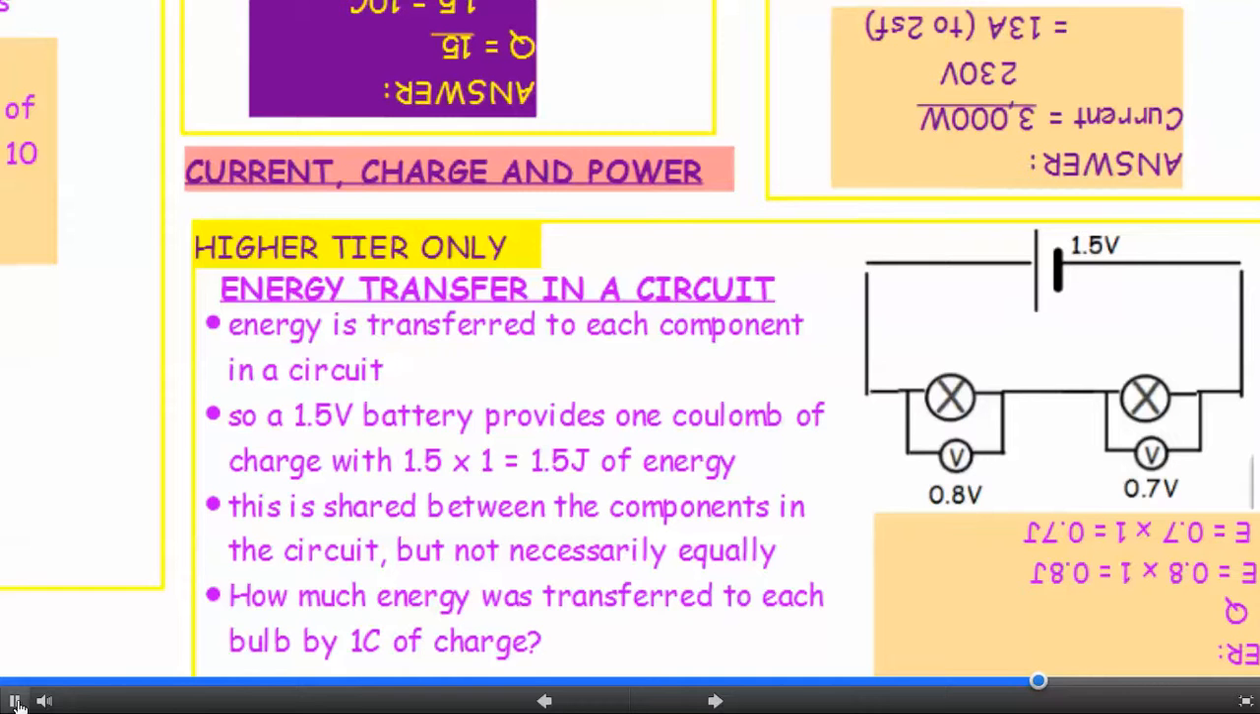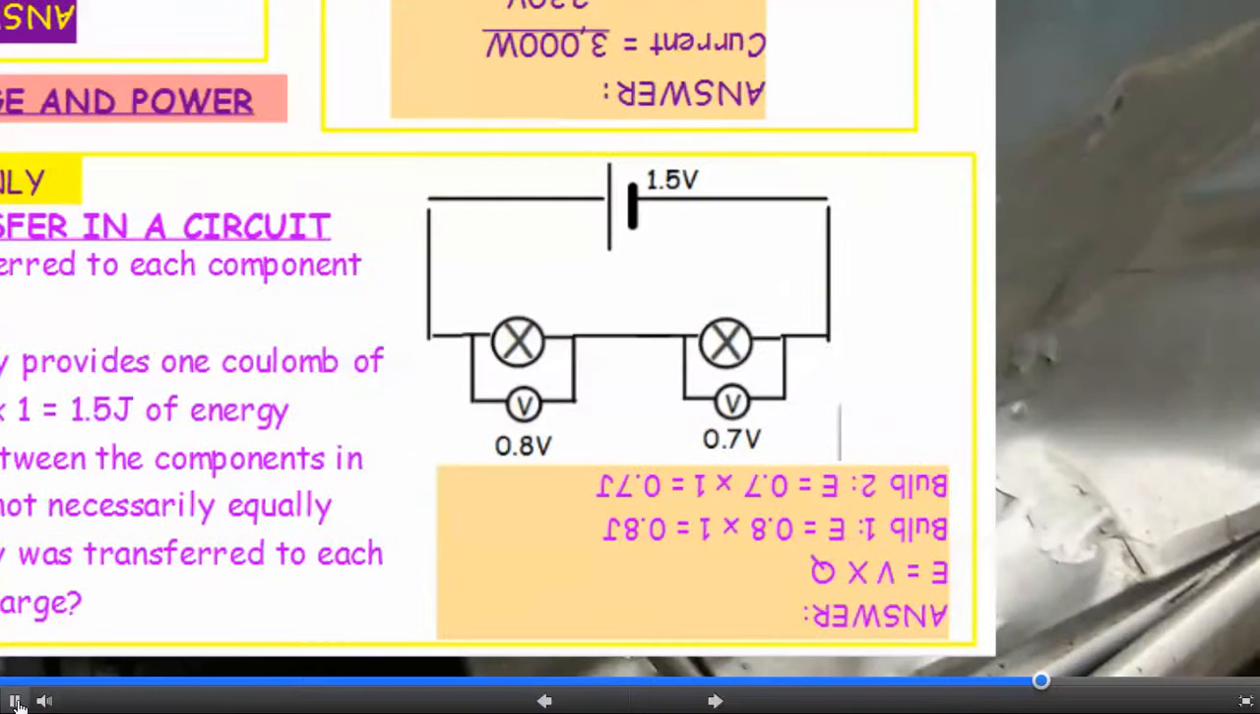So let's have a look at this diagram on the right. How much energy was transferred to each bulb by 1 coulomb of charge? So you need to calculate it individually for each component. So calculate separately for the 2 bulbs. Use this equation, E equals V times Q, and the PD rating for each component is given separately. So pause the video, carry out that simple calculation and then check your answers.